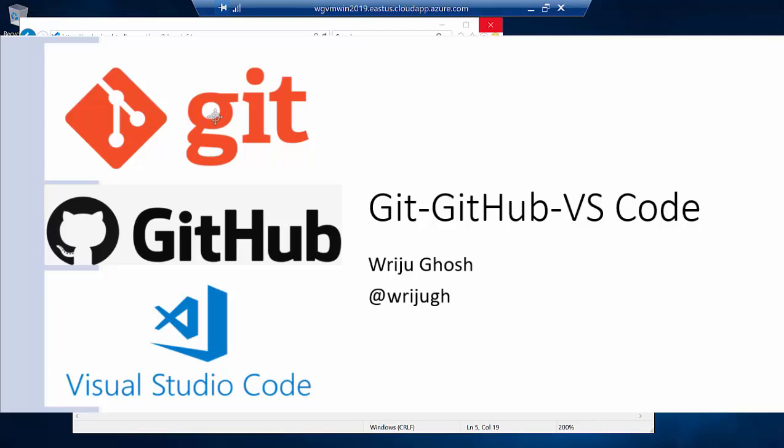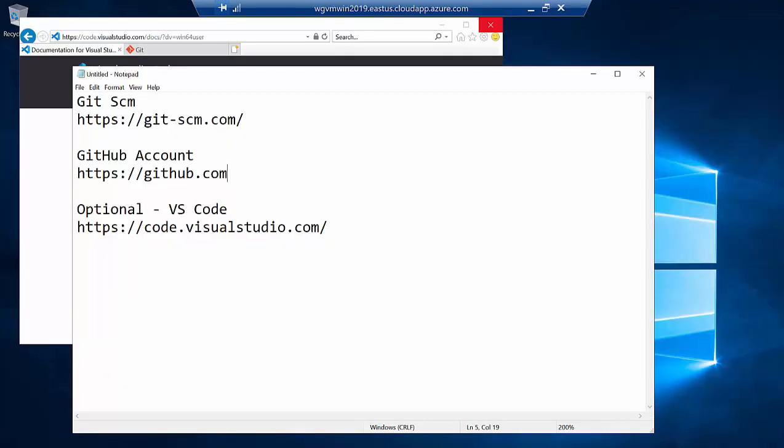Hello everyone. Today I'm gonna show you how you can start using Git locally, connect to the GitHub repo, and then use Visual Studio Code optionally to work with it. So all step by step.